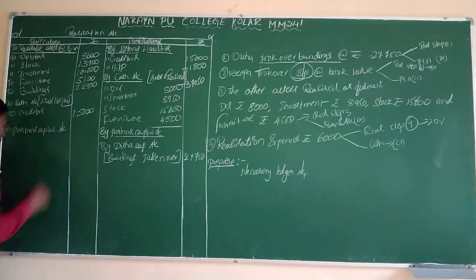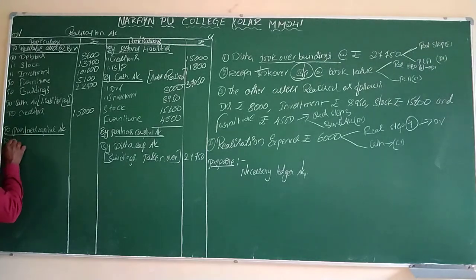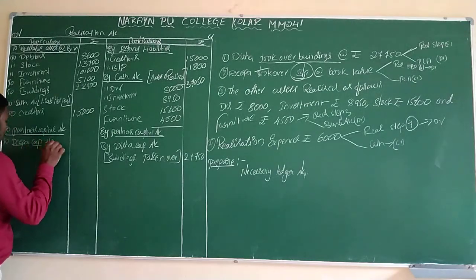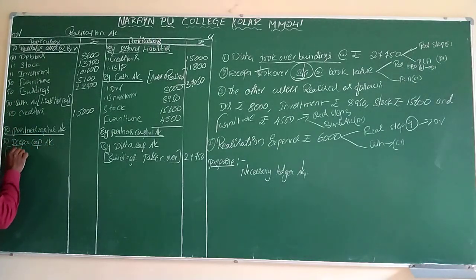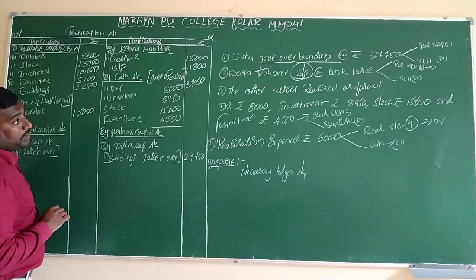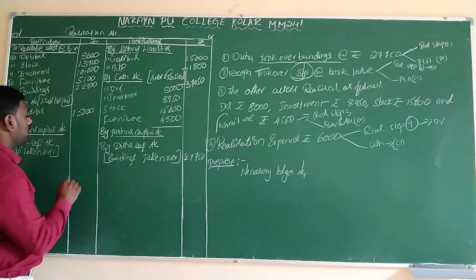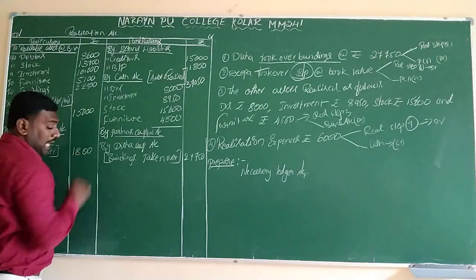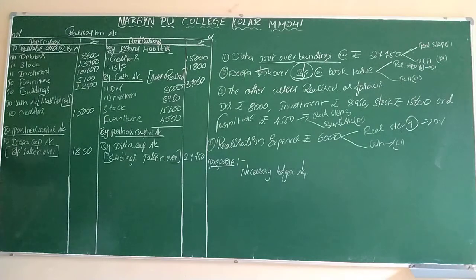In bracket we have to write what was taken. Deepa took over bills payable. Who has taken over now? Deepa capital account. In bracket, what should be taken over? Bills payable taken over. Therefore the value is bills payable at book value. What is the original value? 1,800. As it is, we will transfer to Deepa's account. Step number 6 is also completed.